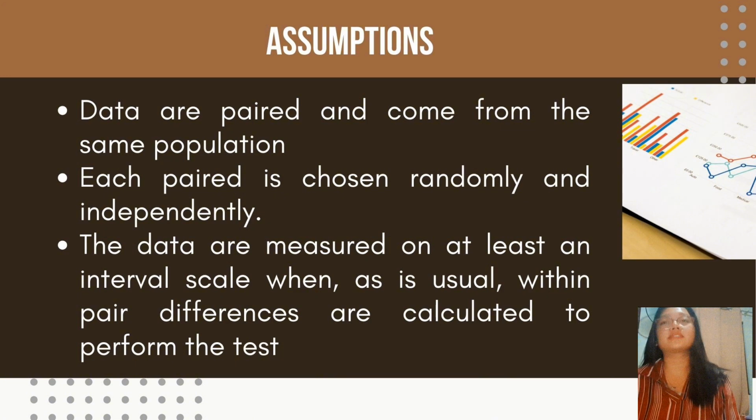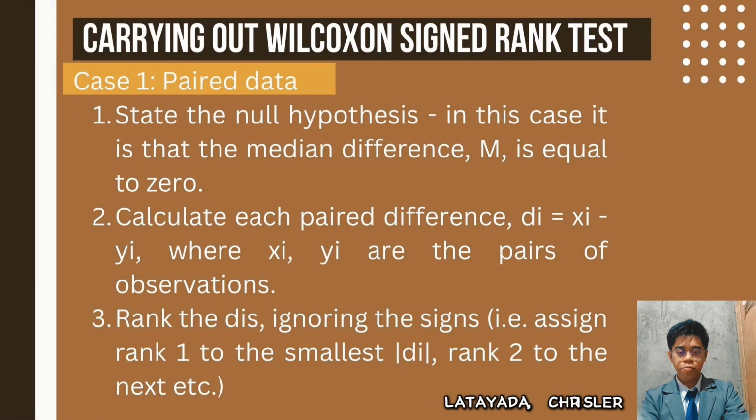So now let's talk about the different assumptions of Wilcoxon signed rank test. The first one is that the data are paired and come from the same population, which means that the differences between pairs are independent and identically distributed. The second assumption is that each pair is chosen randomly and independently, meaning that there is no systematic difference between pairs. And the data are measured at least on an interval scale when pair differences are calculated to perform tests.